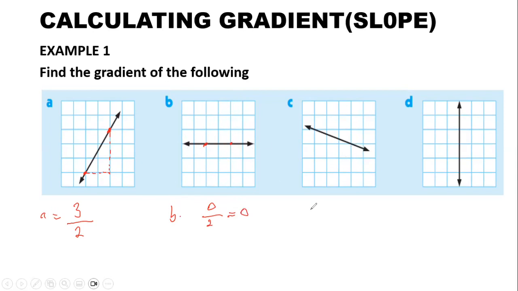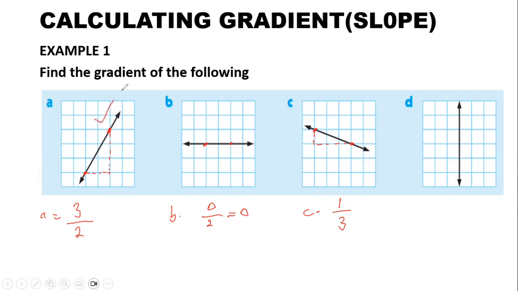Now in C, we'll notice that we can form a triangle at this point and this point, which falls exactly on the line. So if we form a triangle here, then the rise is 1 unit all over the run. We have 1, 2, 3, which is 3. So the gradient is 1 over 3.